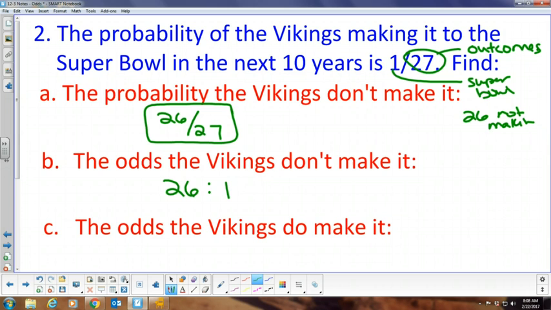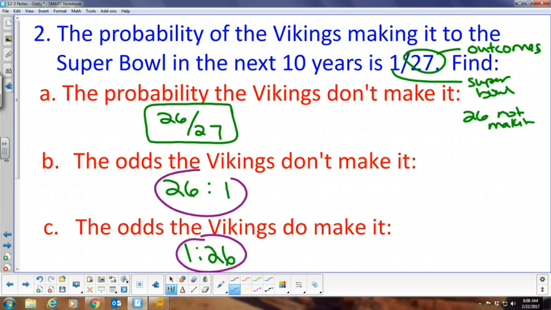What are the odds the Vikings do make it? So odds of success would be 1 to 26. So we'd flip that. So these four that you see here are the four ways you would be able to answer these questions. There's not any other combination you'll use if you're doing probability and odds.